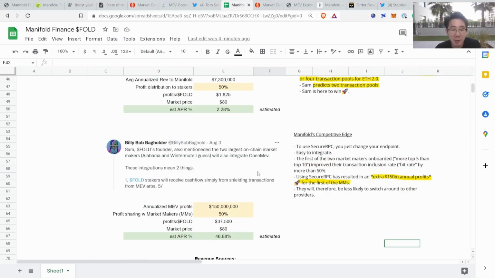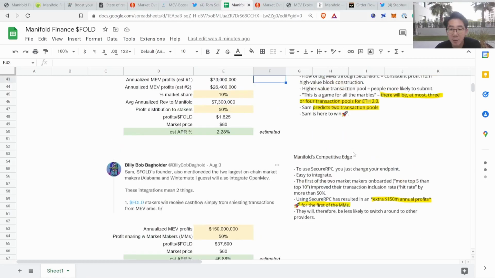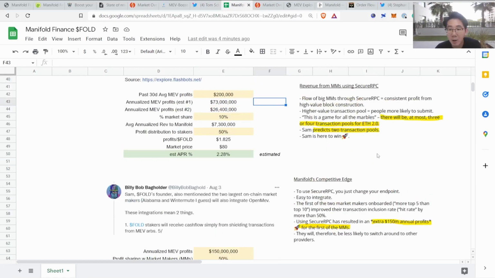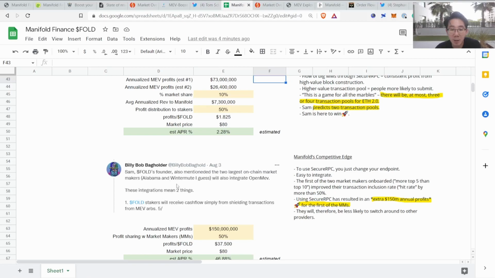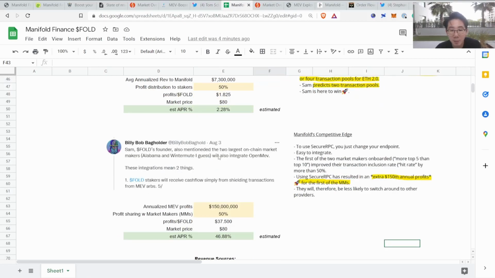And finally, there is also revenue from market makers. So right now, they have already secured 2 out of 5 top market makers, as you can see over here. So it could be Alabama and Wintermute. So we don't know who it is, but they are the 2 largest on-chain market makers. And during the trial, they have generated an extra $150 million annualized profit for the market makers. This is not being monetized yet.